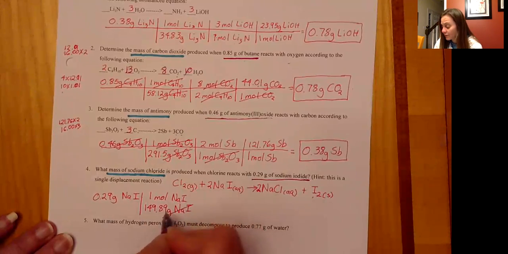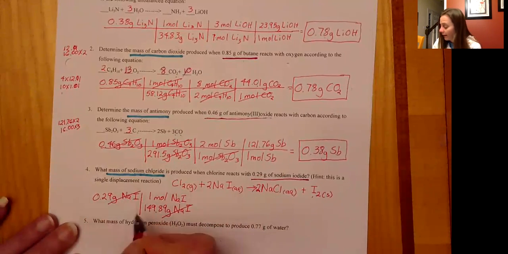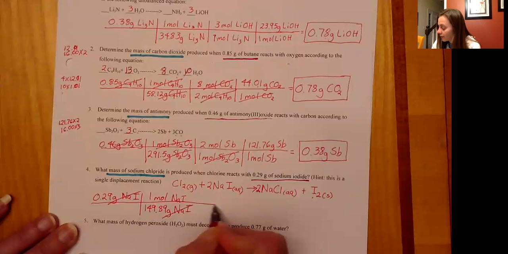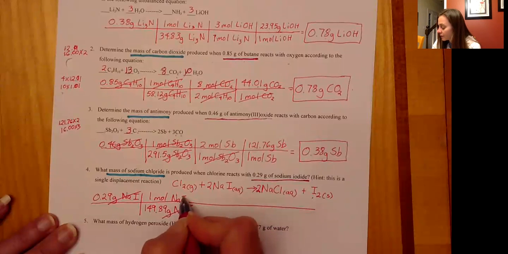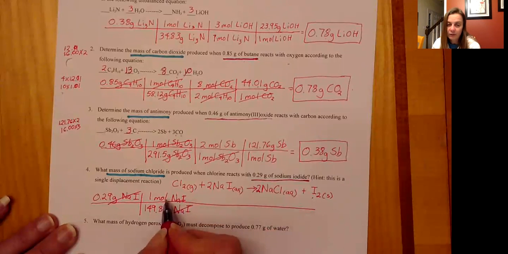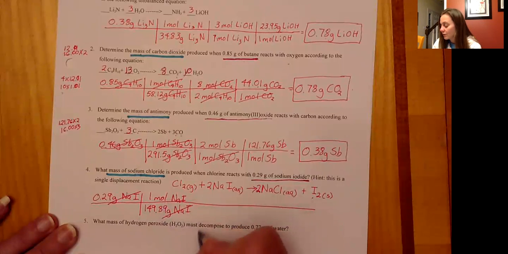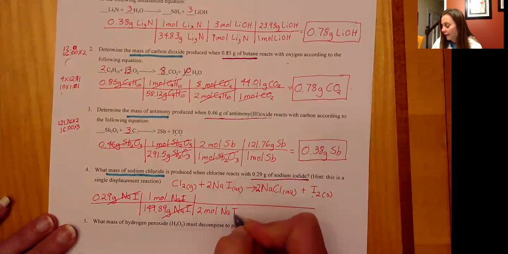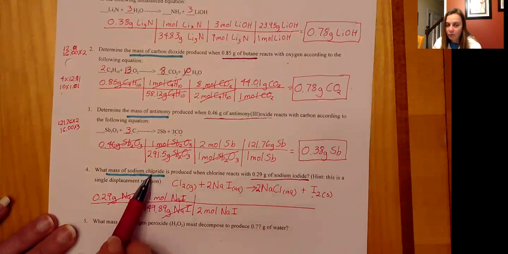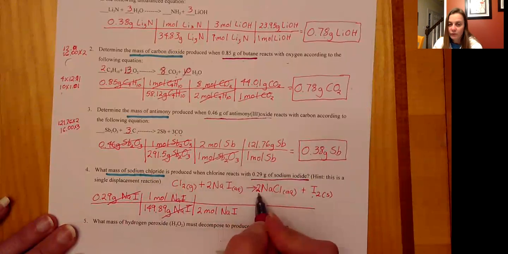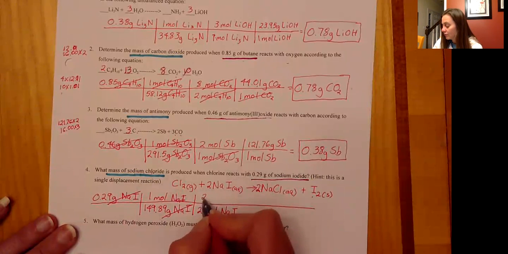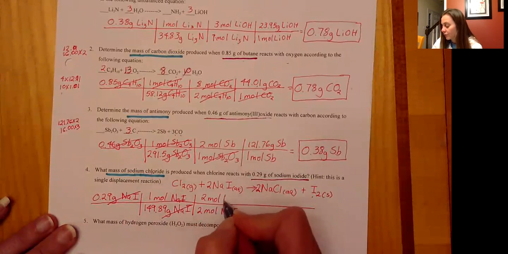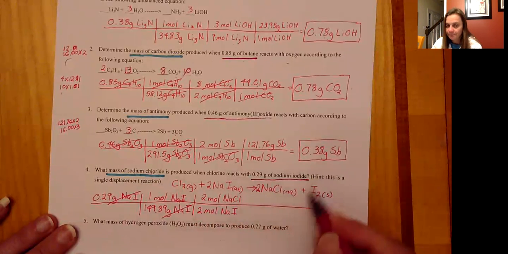Now my grams of sodium iodide have canceled out, and I need to do my next step, which is to convert from moles of given to moles of unknown using my balanced chemical equation. So in my balanced chemical equation, there are 2 moles of sodium iodide, and I'm trying to convert to sodium chloride, and there are 2 moles of sodium chloride. So I'm going to put 2 moles of sodium chloride on the top.